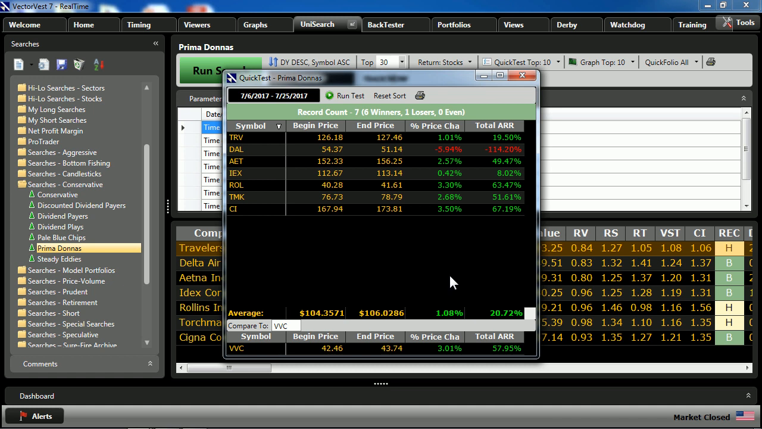So with a conservative portfolio, you're not generally going to outperform the market. Remember, this doesn't include dividends, so you can maybe tack on another % here with this example. 6 winners in this basket, only 1 loser.